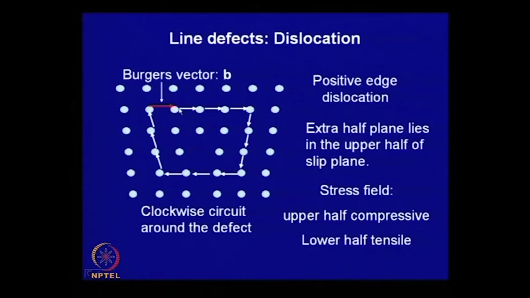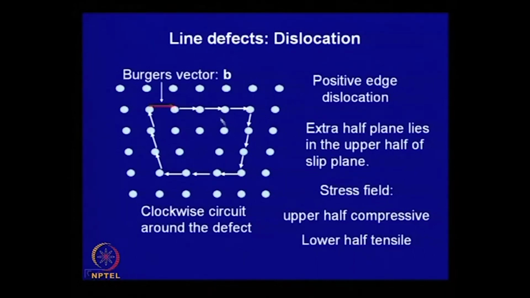Now, here you try to describe a clockwise circuit from atom to atom. You move 3 atomic distances this side, 3 in the opposite direction, then 3 this way down, and 3 atomic spaces up, and you reach over here. What you get is that you do not come back to the original point. If you do it in a perfect lattice, this circuit will close. So this circuit does not close, and the vector by which it does not close is called the Burgers vector. This Burgers vector is exactly the same as the slip vector. Now, this slip vector is pointing in this direction.